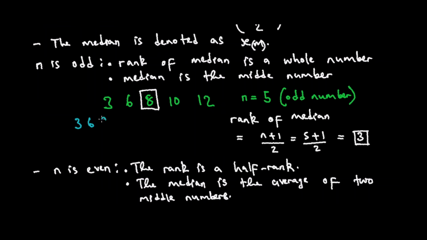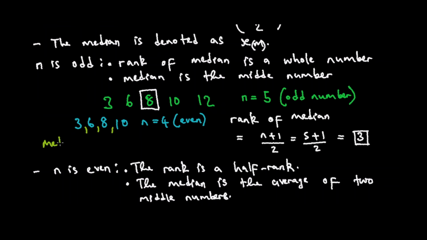So if it is 3, 6, 8, 10. Here you can see that n is equal to 4, which is even. So we cannot just pick a number here. There is no number in the middle, because if we take 8 for example, on this side there is 10, on that side there are 3 and 6. So you see that we cannot take 8. So what we do now is take the 2 numbers in the middle, which are 6 and 8.